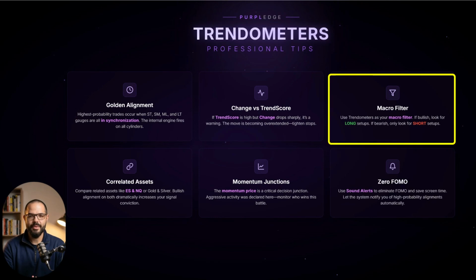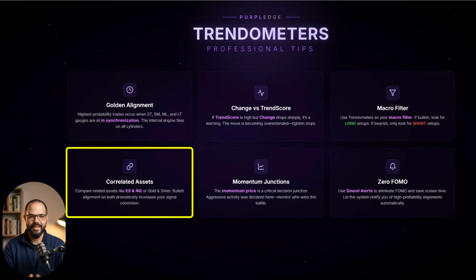Third, use Trendometers as your macro filter for your trading. Before you look for a signal on our trade planner or liquidity zones indicators, check the Trendometers dashboard first. If the web dashboard says the bias is bullish, look for long setups and vice versa.